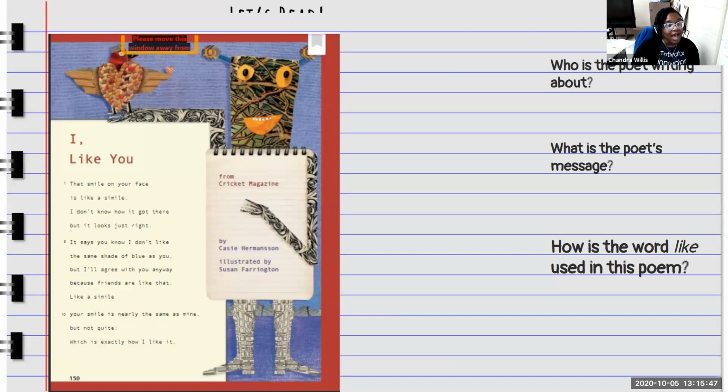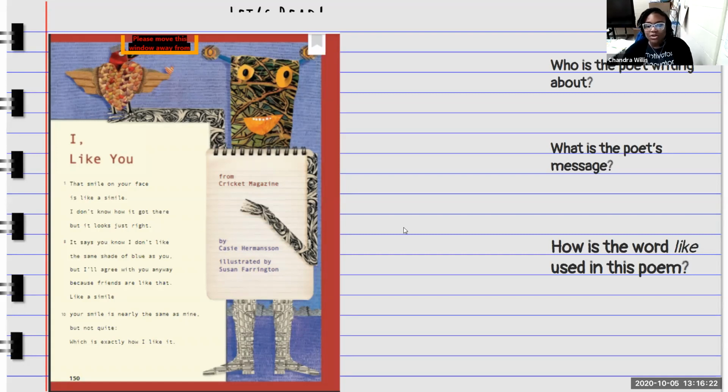So it says, I Like You. That's the title of the poem. I Like You. The smile on your face is like a simile. I don't know how it got there, but it looks just right. It says, you know, I don't like the same shade of blue as you, but I'll agree with you anyway, because friends are like that, like a simile. Your smile is nearly the same as mine, but not quite, which is exactly how I like it.